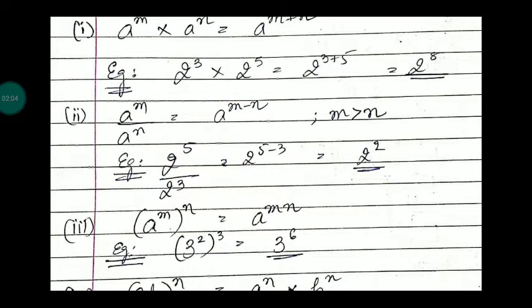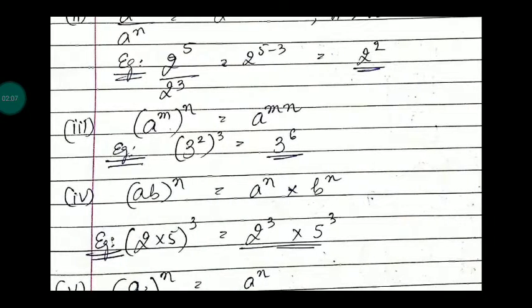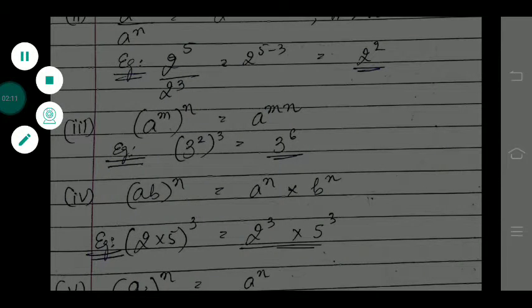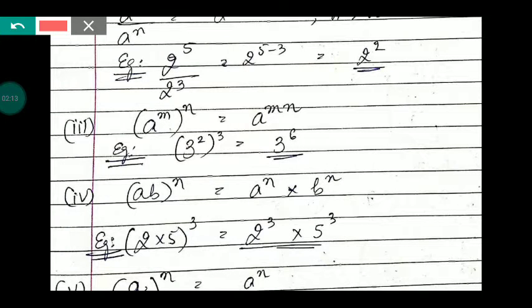Moving on to the next one. When a raised to m, whole raised to n, that means there is a bracket given in between, then the powers are multiplied. Here 2 and 3 both are multiplied and we get the answer 6.